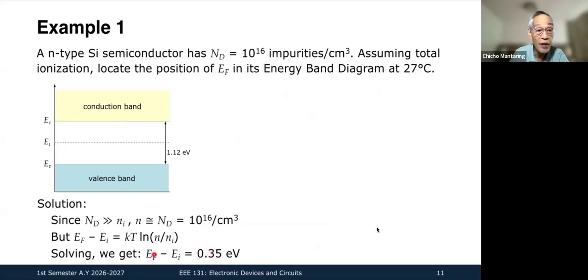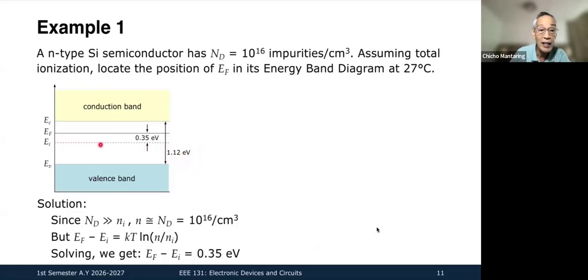So nasaan yung E of F ko? Ito yung E of F ko ngayon. It is 0.35 electron volts higher than E of I. Where is E of I? E of I is in the middle of EC and EV. And at room temperature, the difference between EC and EV is approximately 1.12 electron volts. Although this is immaterial, this has nothing to do with the solution. No? I just wanted to point this out. No? Na ang EC minus EV is 1.12 electron volts for silicon at room temperature.